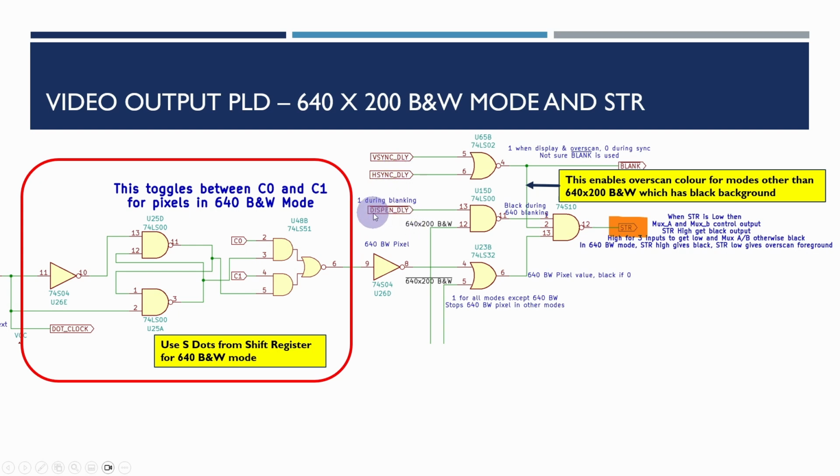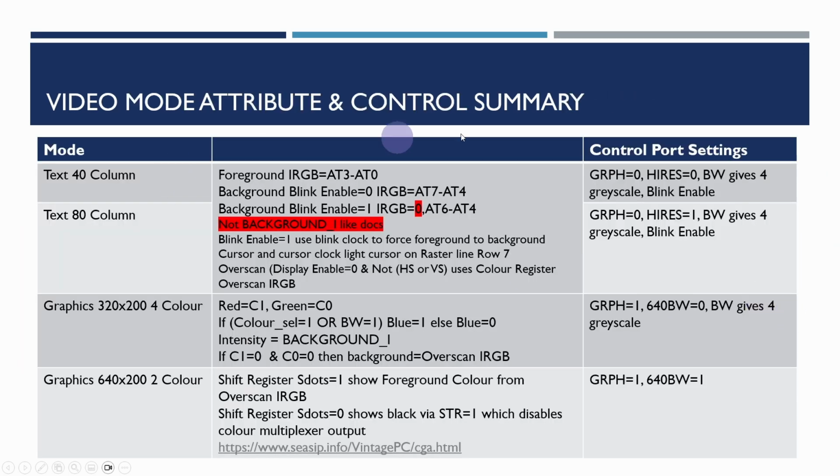So display enable will show when the CRTC is not outputting any active text or graphics, but we don't want to output anything during the vertical sync and horizontal sync pulses themselves. So this logic here really just controls this, and again we don't really need to worry about that too much because we're going to be able to do that a better way. So this is a summary of all of that information really.